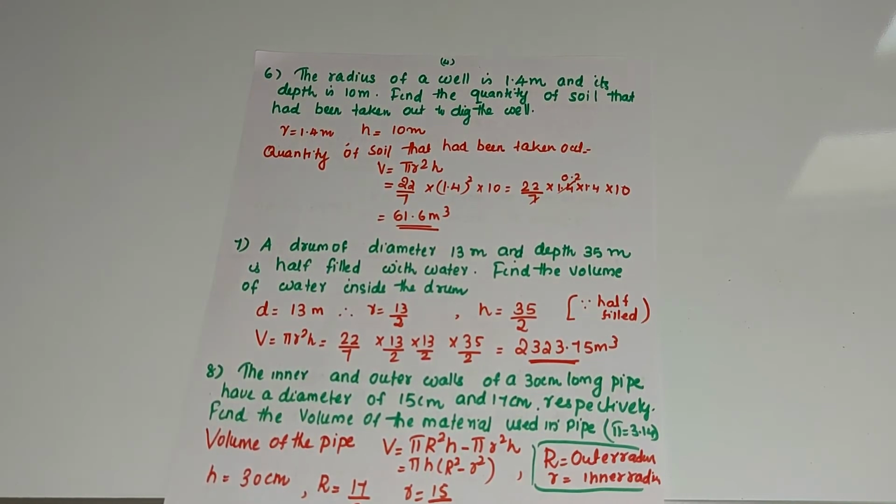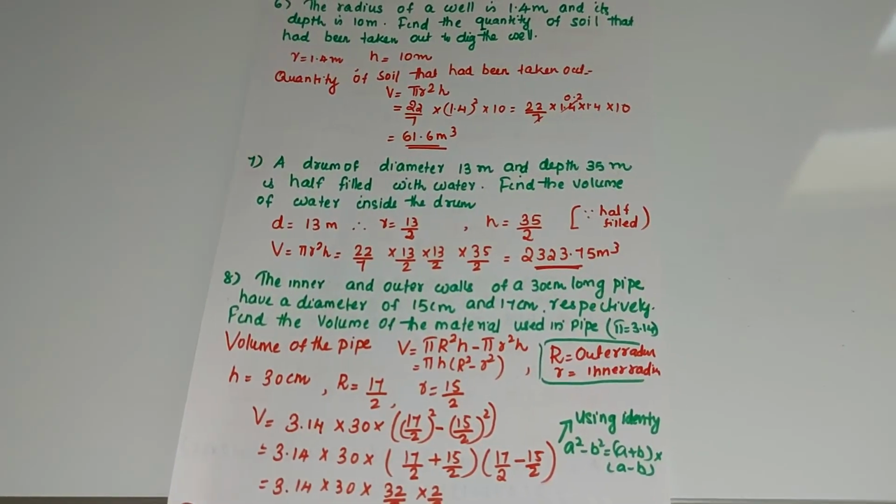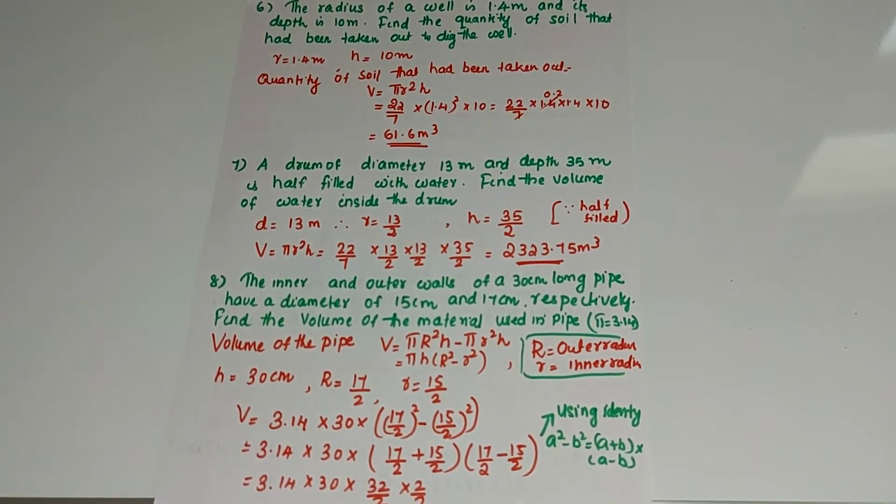Next one: the inner and outer walls of a 30 centimeter long pipe have a diameter of 15 centimeter and 17 centimeter respectively. Find the volume of the material used in the pipe. We know the formula for the volume of the pipe. Volume of the pipe is equal to pi R square h minus pi r square h, where big R is the outer radius and small r is the inner radius.